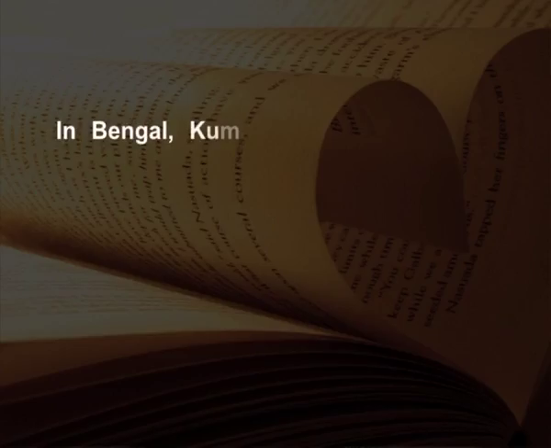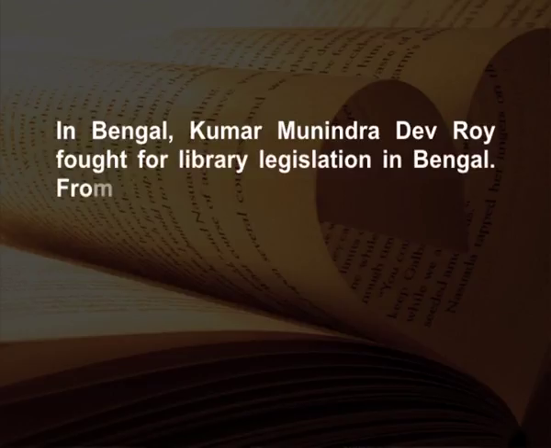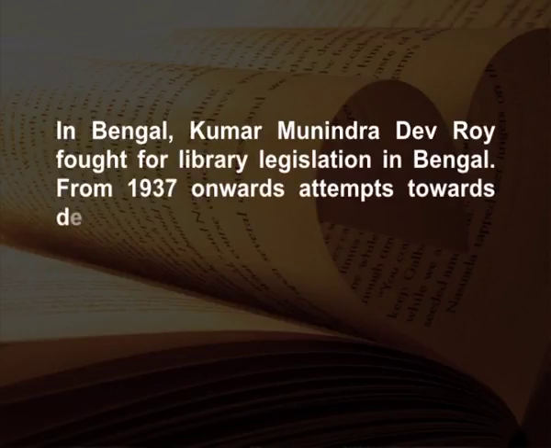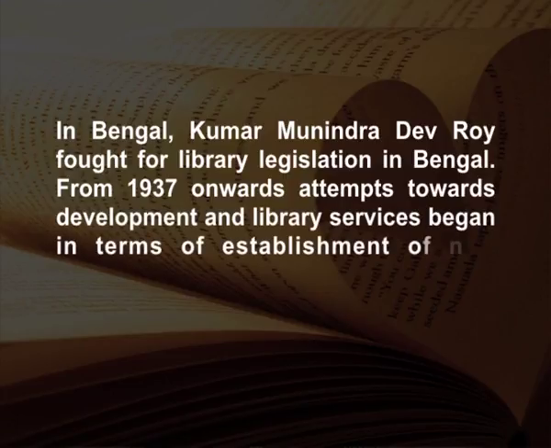From 1906 to 1911, Sir Sayaji Rao III, the ruler of Baroda state, built up a library system in the state composed of the Central Library, Village Library and travelling libraries. This has occupied a predominant place in the history. In Bengal, Kumar Munindra Dev Roy fought for library legislation in Bengal. From 1937 onwards, attempts towards development and library services began in terms of establishment of new libraries.